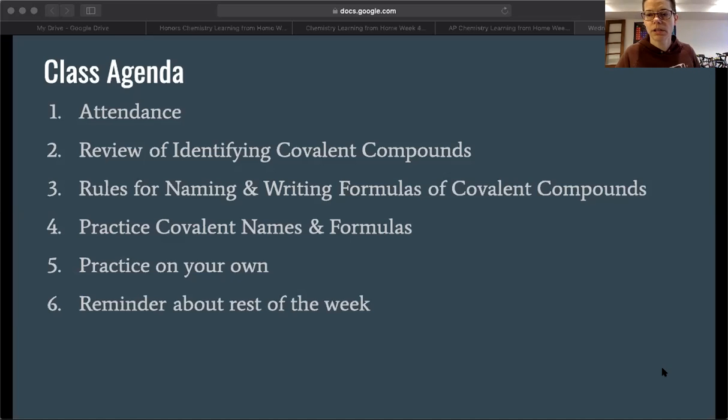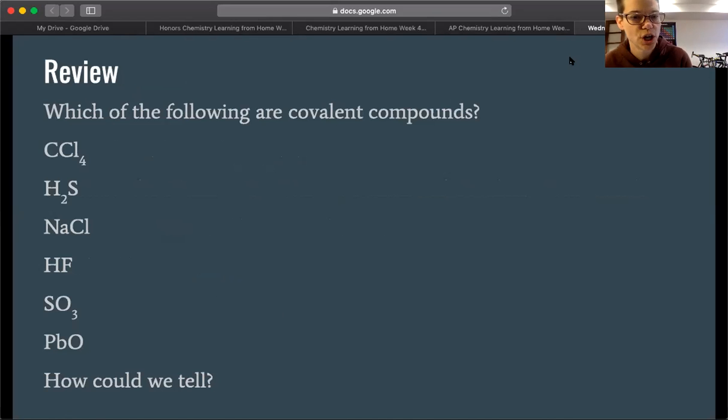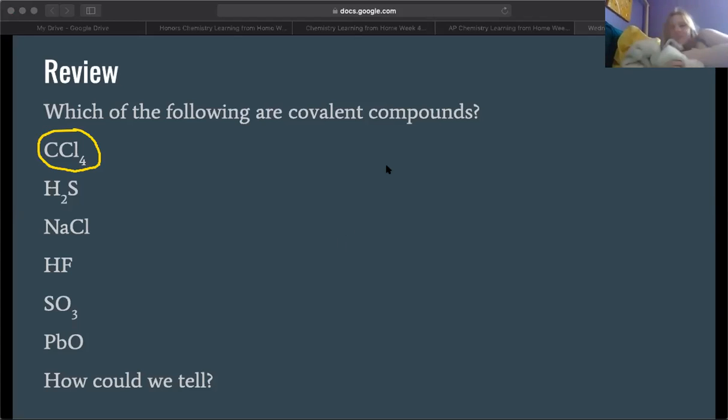So let's start by having you tell me which of these 6 compounds up here are covalent compounds. Okay. So somebody tell me one of them that you can tell is covalent. Is number 1 covalent? Number 1 is covalent. That is a covalent compound. I can say its name.